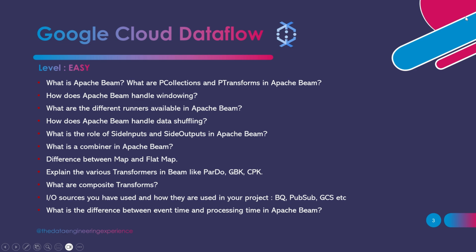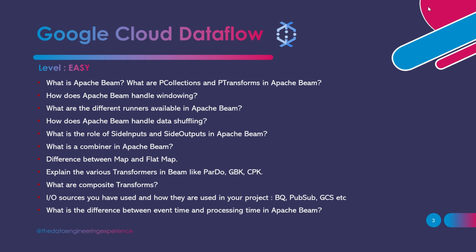Then how does Beam handle windowing? You can mention that Beam handles windowing by its windowing strategies like fixed windows, sliding windows, session windows, and global windows. Then what are the different runners that are available in Beam? You can mention the Google Dataflow runner, the Flink runner, the Spark runner, the Direct runner for your local execution, and finally the Samza runner.